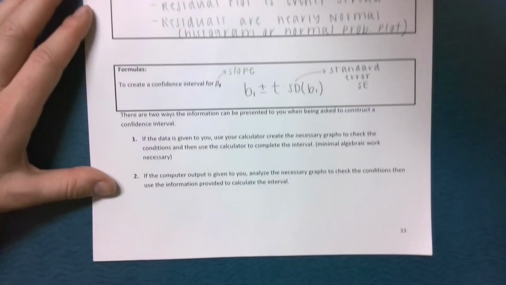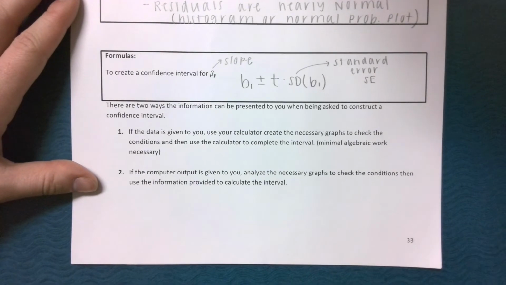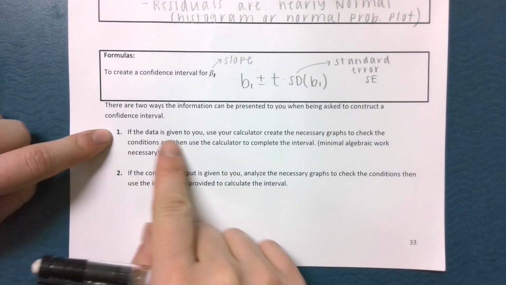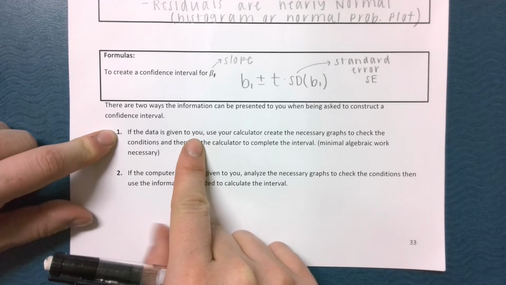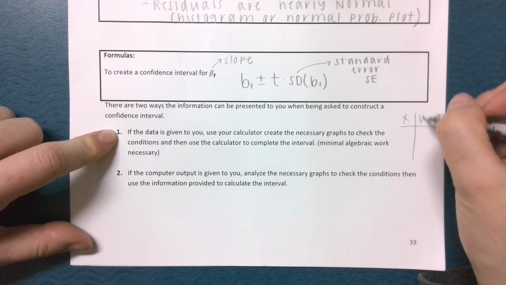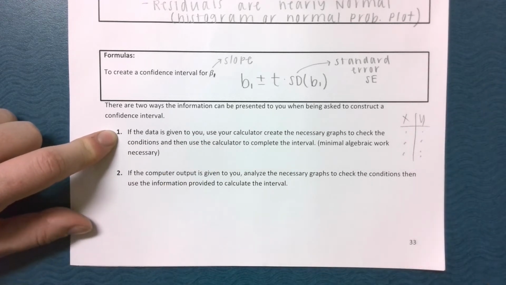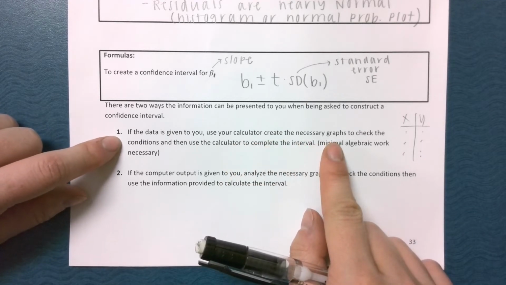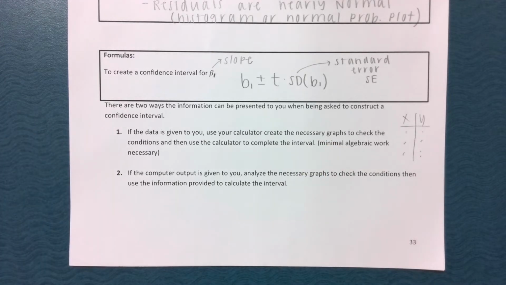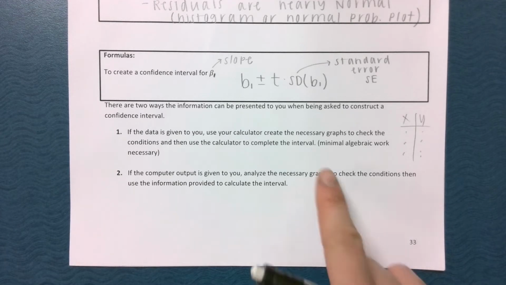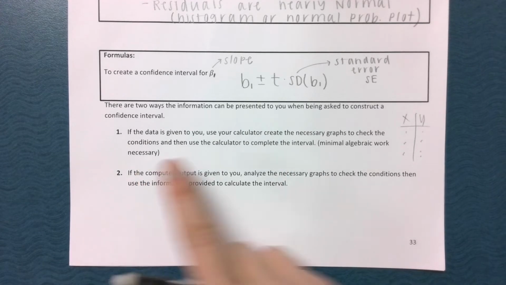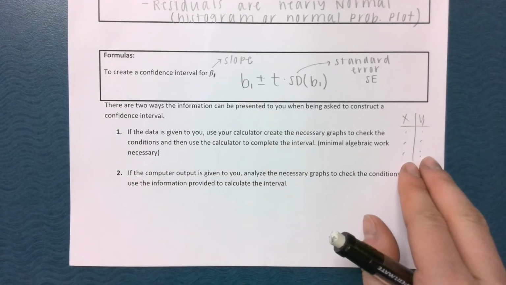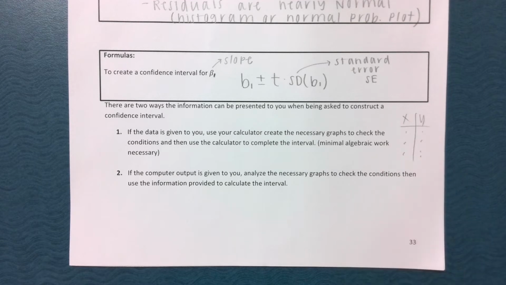Now, when we're doing these problems, there are two ways that the information can be presented to you. The first option is that the data is given, so just raw data, in a little XY chart with all of our numbers. In that case we use our calculator to create the necessary graphs to check the conditions. We'll create a scatter plot, a residual plot, and a histogram using that calculator, and then we'll use our calculator to complete the interval. There's very minimal algebraic work necessary when they give you the actual data. Most of it is just done straight on your calculator.